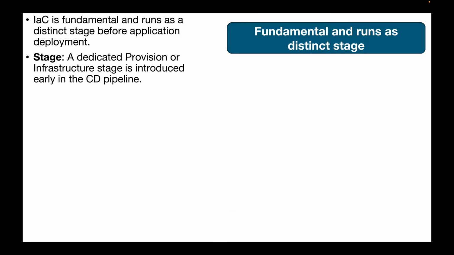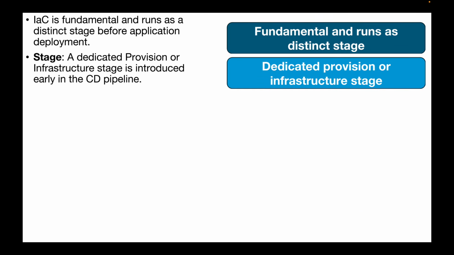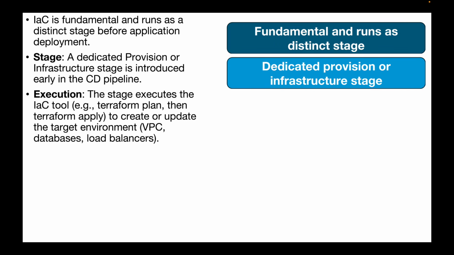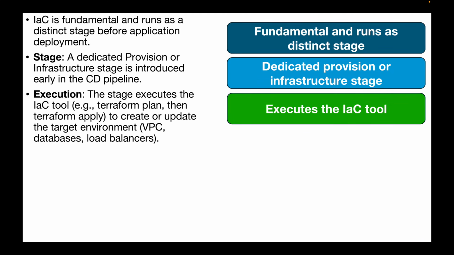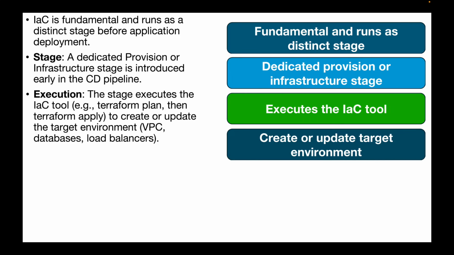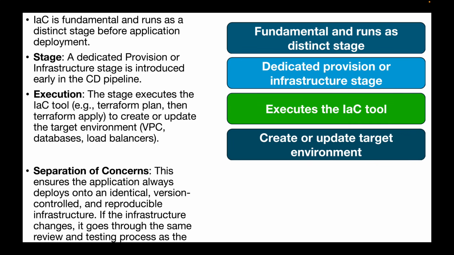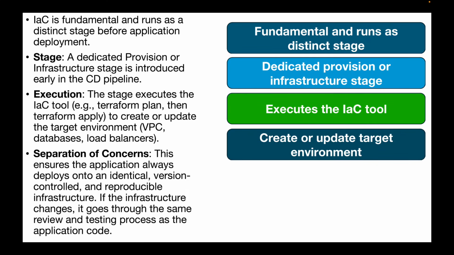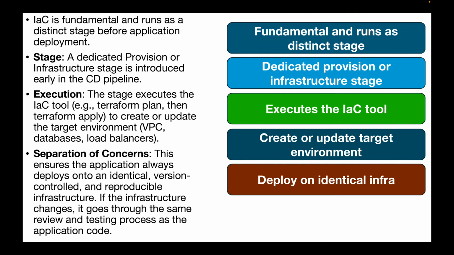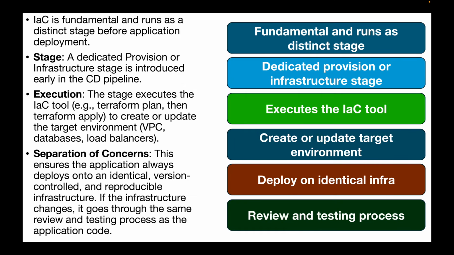So basically, you will have a dedicated provision or infrastructure stage which is introduced early in the CI/CD pipeline. The stage executes your IaC tool, like your Terraform plan and then Terraform apply, to create or update the target environment, like creating VPCs or creating databases or load balancers. This ensures the application always deploys onto an identical, version controlled and reproducible infrastructure. And if the infrastructure changes, it goes through the same review and testing process as the application code.